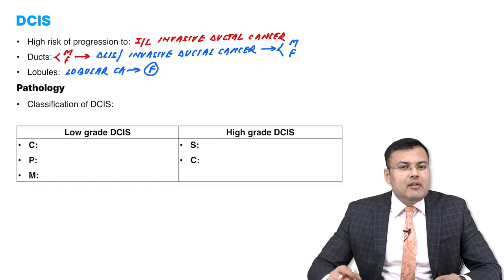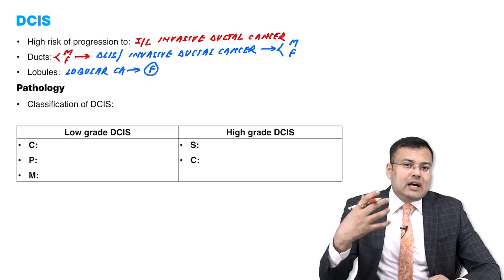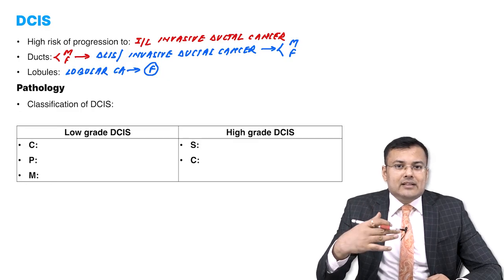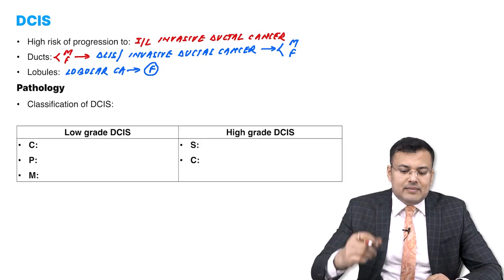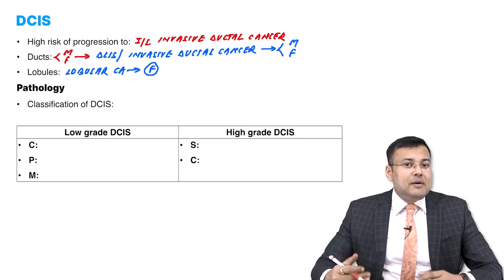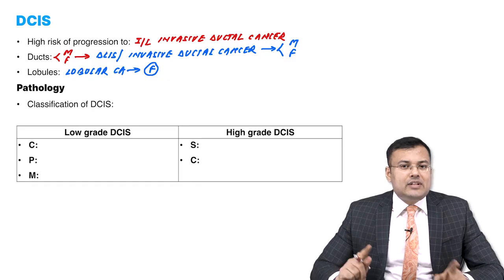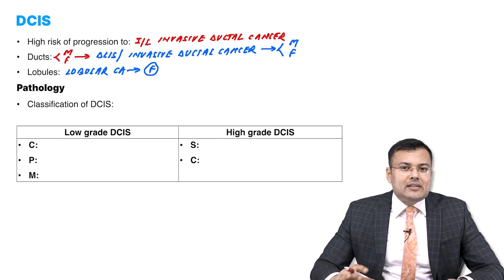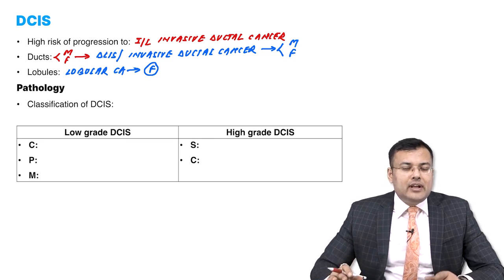But what's the problem with lobular carcinoma? Lobular carcinoma in situ, LCIS, is multicentric and bilateral. And since it is multicentric and bilateral, it is going to increase the risk of bilateral breast cancer. So DCIS increases the risk of ipsilateral breast cancer. LCIS, multicentric and bilateral, is going to increase the risk of bilateral breast cancer.